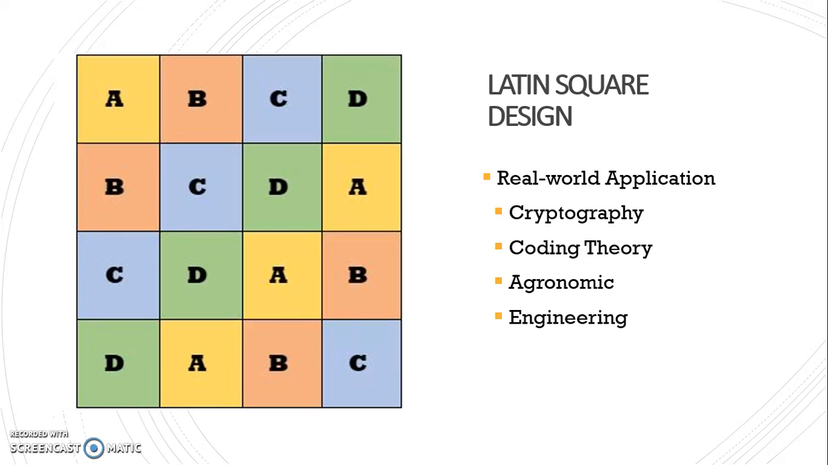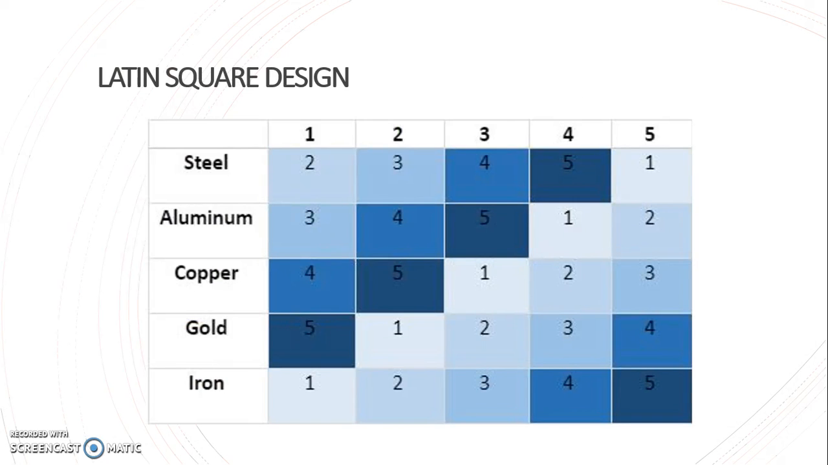LSD is used in cryptography, coding theory, agronomic research, and in engineering. One of the examples in the engineering field is when 5 machines are to be tested to see whether they differ significantly in their ability to produce a manufactured part. Different materials and time of the day affect the production.